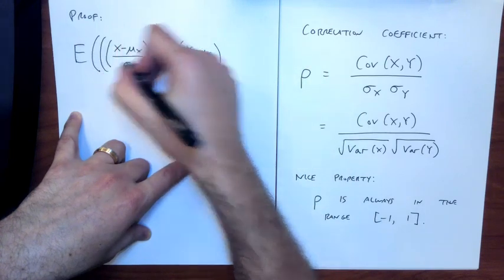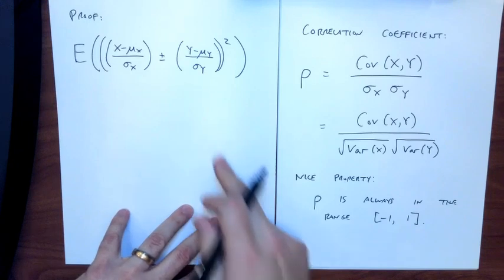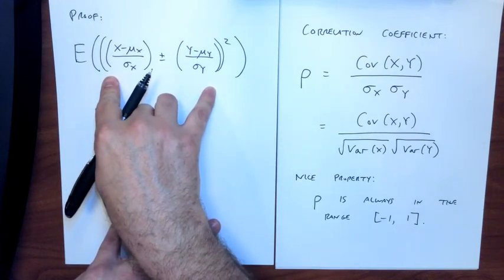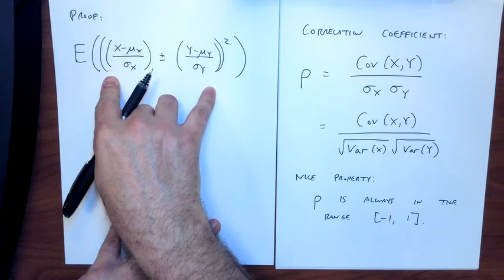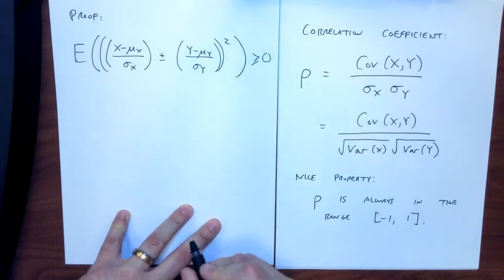So let's suppose that I take this quantity and I look at the expected value of it, right? Now, I think we should be able to agree that if I'm taking the expected value of something that is a square, this thing is always greater than or equal to 0, right? It can't be negative. So I know this is true, right?